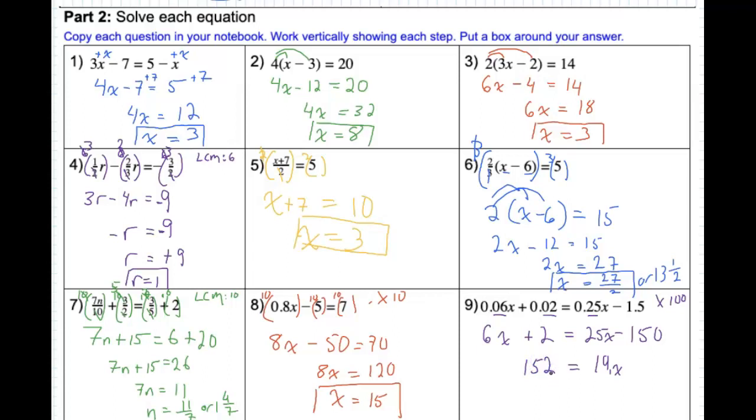Ooh, I think that's divisible. How many times is that? Let me get my calculator out. 152 divided by 19. Yep, it works out. It's 8. That's it. That's the end of it. Okay.